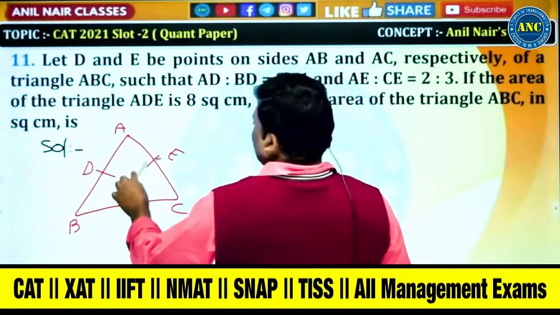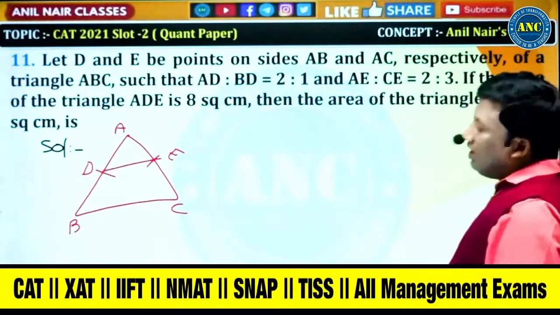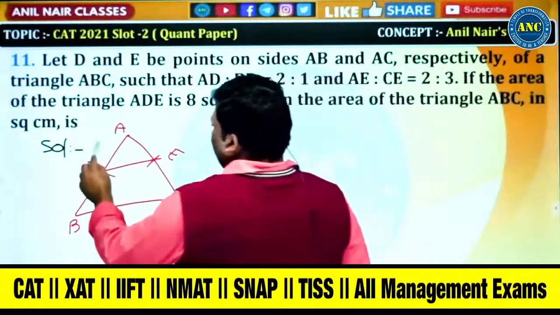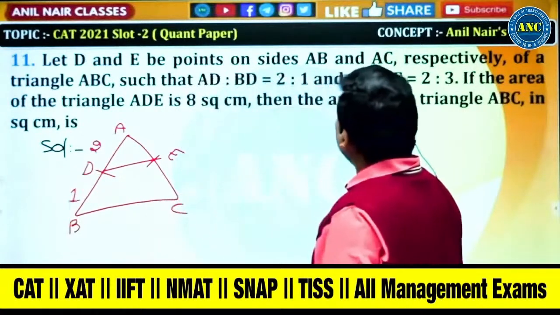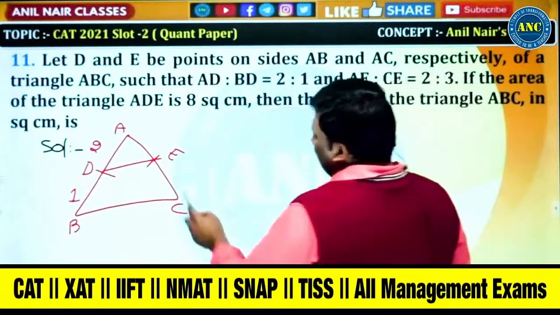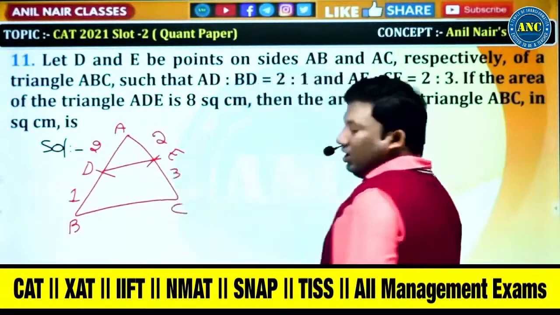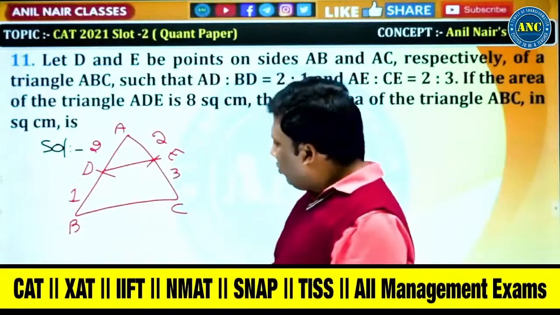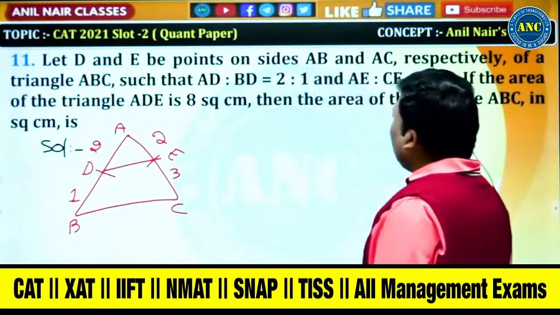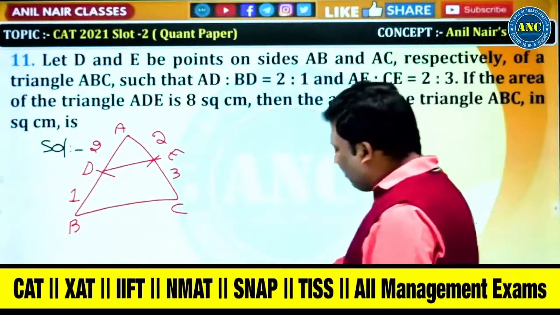Okay, join it. AD is to BD is 2 is to 1. AE is to CE is, how much? 2 is to 3. Very, very generic properties of a triangle: 2 is to 1, 2 is to 3. If the area of triangle ADE is 8 square centimeters, find the area of triangle ABC.